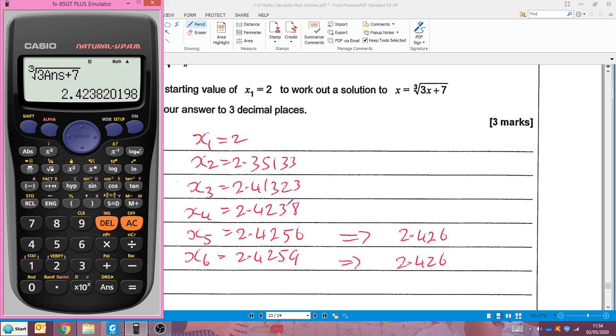2.4238. Yeah, 2.424 to 3 decimal places. Because the 8 will bump it up, but they're not the same, so I can't justify an answer yet.